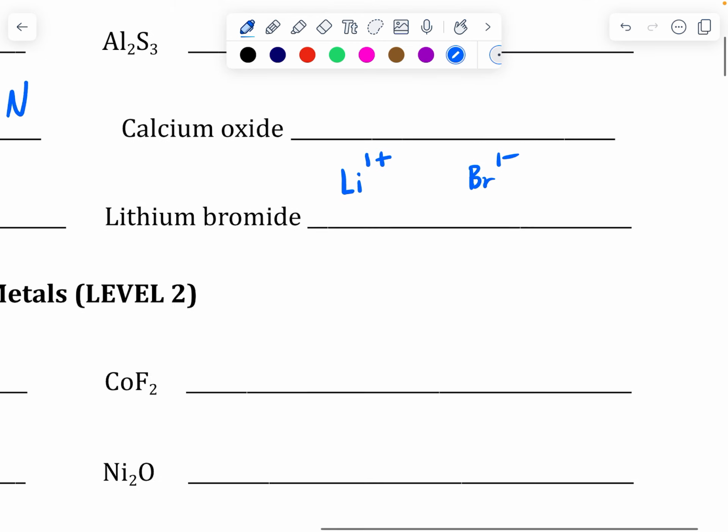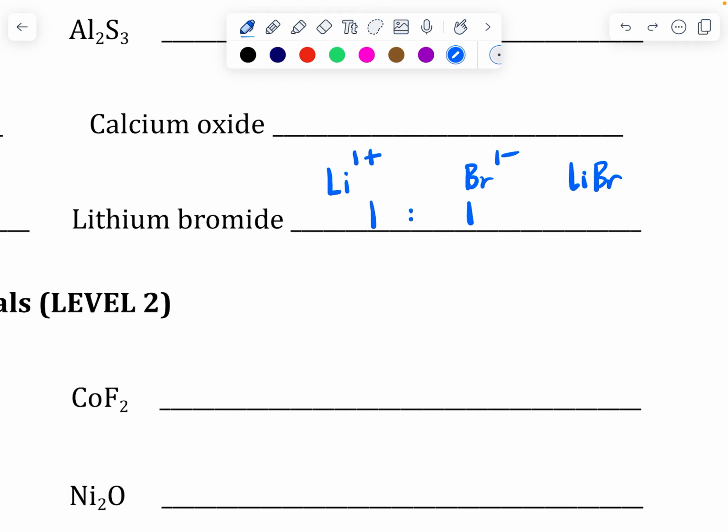Take a look. Here's the thing. Could you combine them in a 1-to-1 ratio? Yeah, absolutely. Because if you do combine them, what charge do you end up with? 0, which is exactly what we want. So lithium, 1 Li, and 1 Br. That's it, LiBr. Again, you don't have to write the ones. We just don't, okay? If you do, that's okay, but don't.